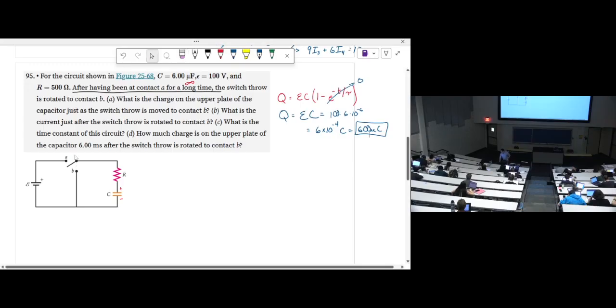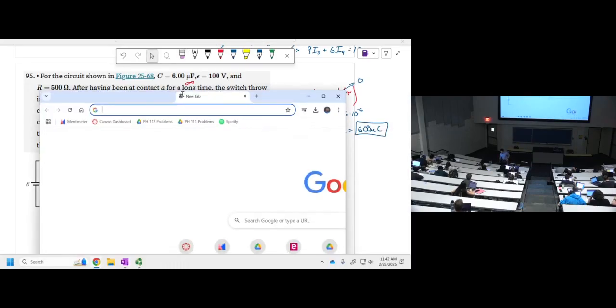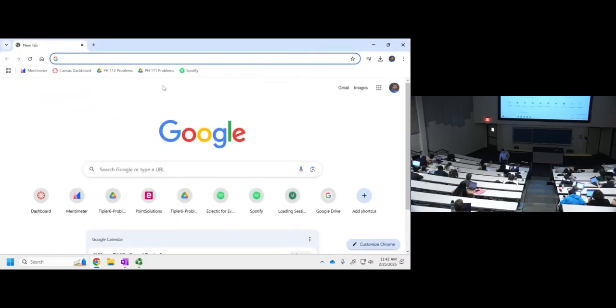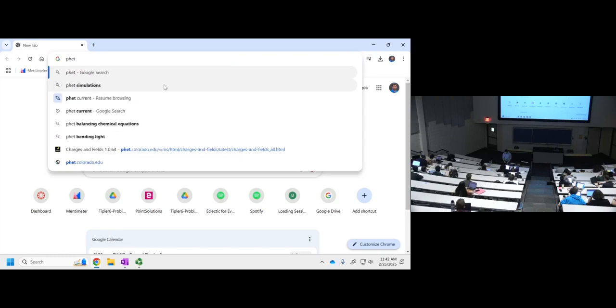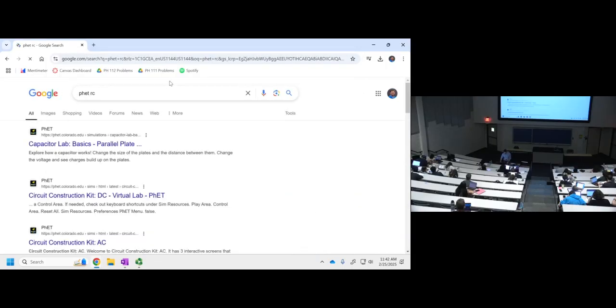In fact, I didn't do this on Thursday or Tuesday of last week. I don't remember when it was. But if you go to FET, I think they might have one for RC circuits.